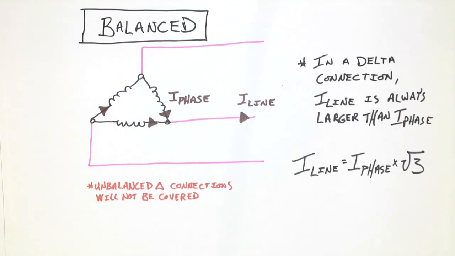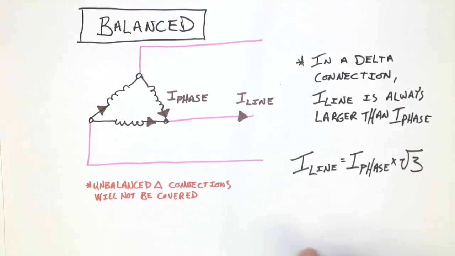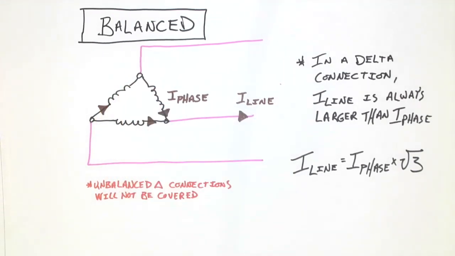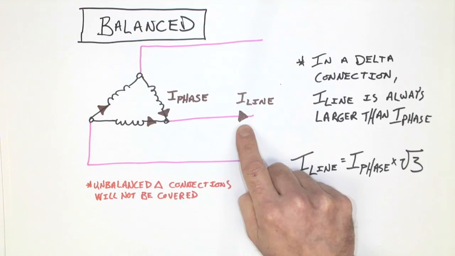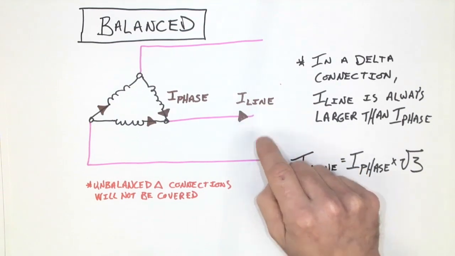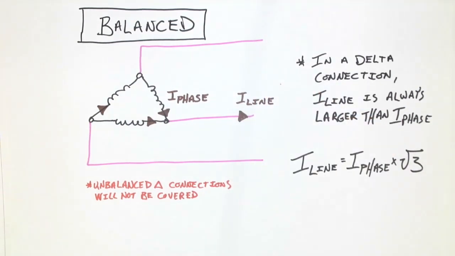If I have a balanced delta system, it then means that I can apply a very basic formula in order to define the difference between the phase and the line current. I line is always larger than the I phase in a delta system, and it's larger by root 3. And so that means that in a balanced system, if each of these were identical in current value, then my line current will be root 3 larger than any individual phase current, and each of my line currents will also be identical.